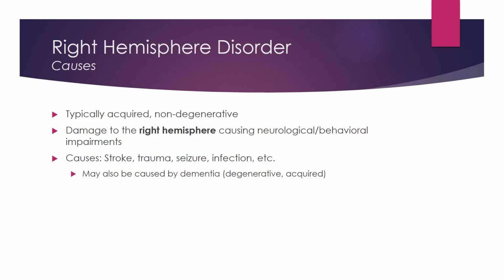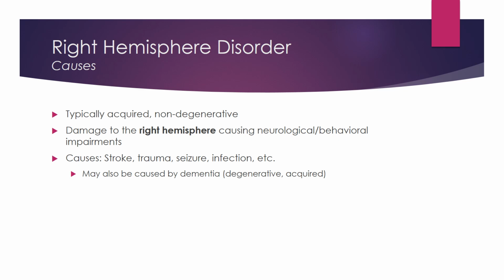So a right hemisphere disorder can be caused by many different things, and its causes are pretty similar to aphasia. The only difference is that it's damage to the right hemisphere, and it can be anywhere, any lobe in the right hemisphere. So again, just like aphasia, it's acquired and non-degenerative, meaning it doesn't get worse over time. But instead of being damage to the language area of the brain, it's just damage to the right hemisphere. So anything that causes that damage, like a stroke or trauma, seizures, infections, can give you right hemisphere disorder.